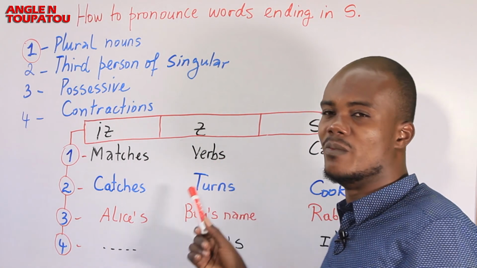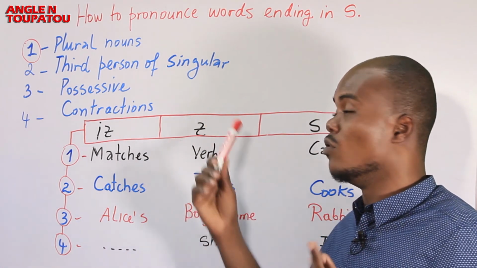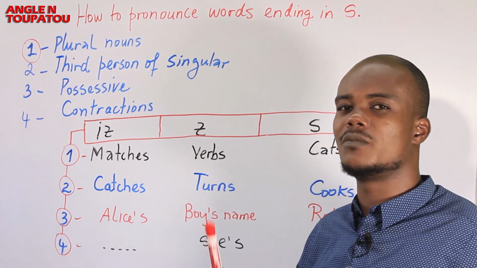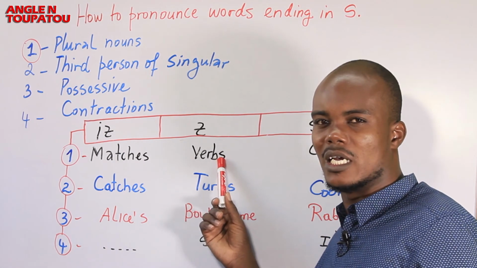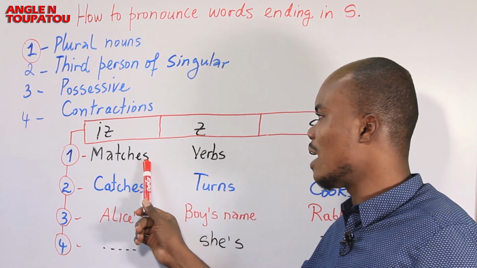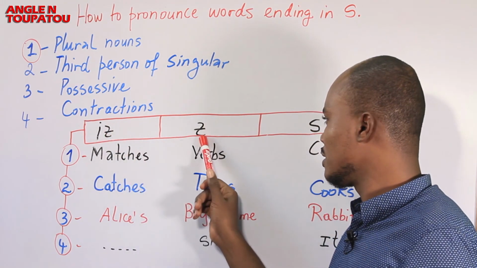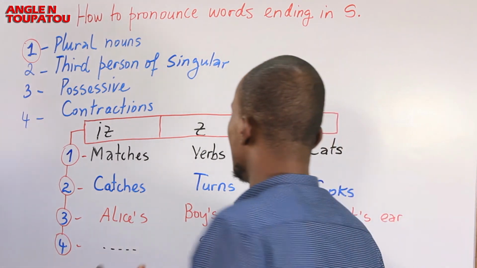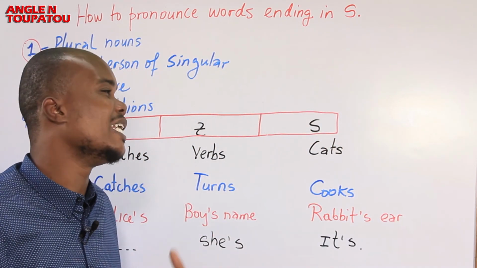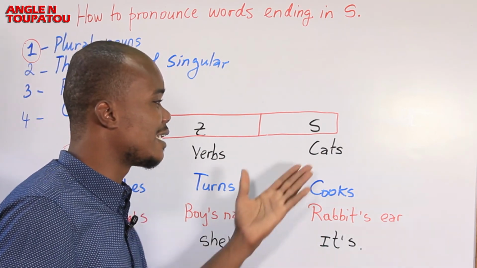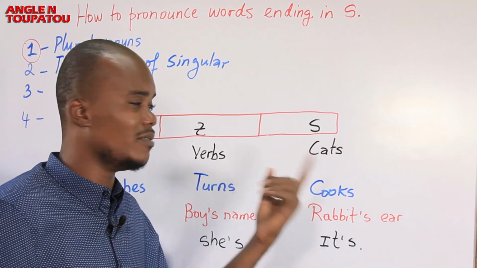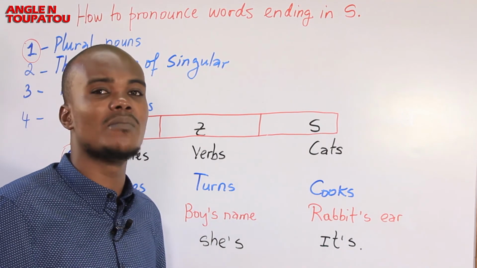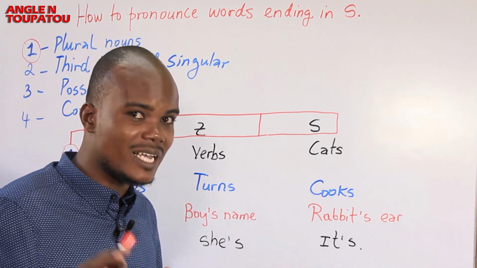For example, verb. The word verb is a noun. And when you put S to form its plural, you say verbs. It gives the sound z. I say verbs. And then a noun that forms its plural can give the sound s, like cat, cats. Two cats. Here the S is pronounced as s. Now you understand.